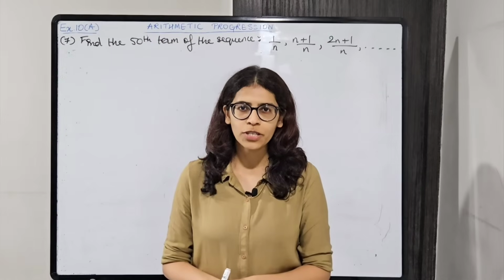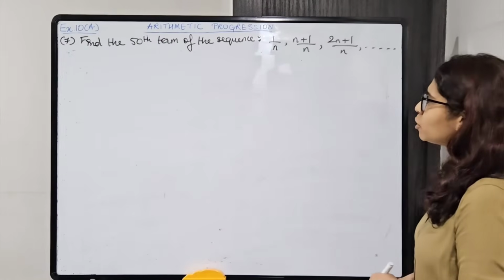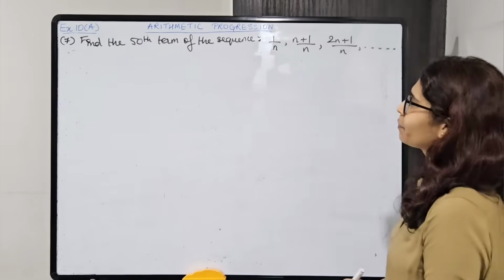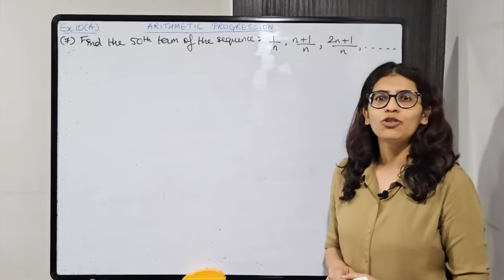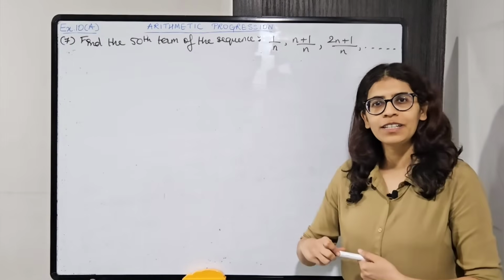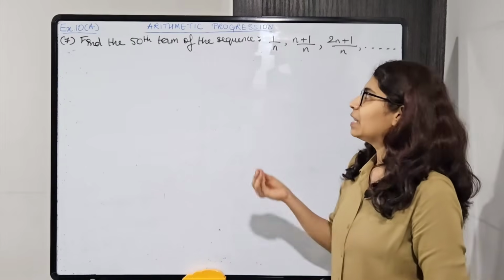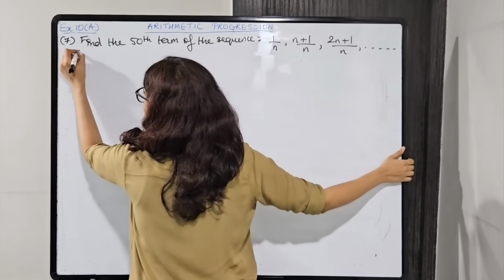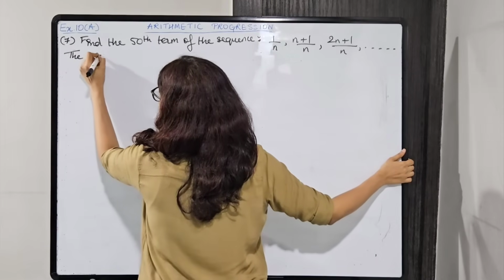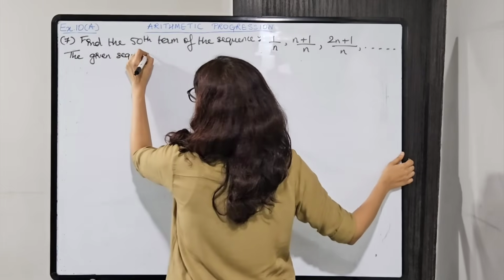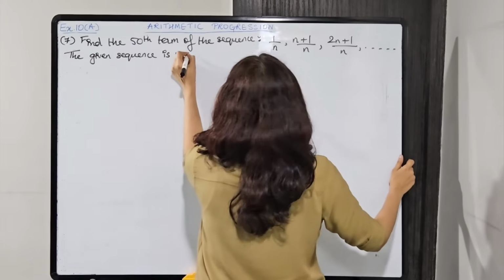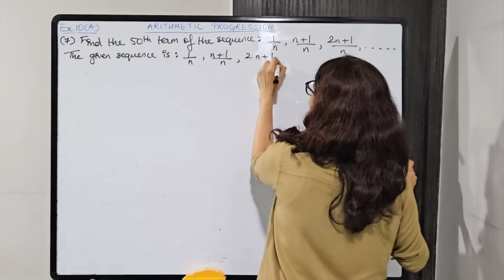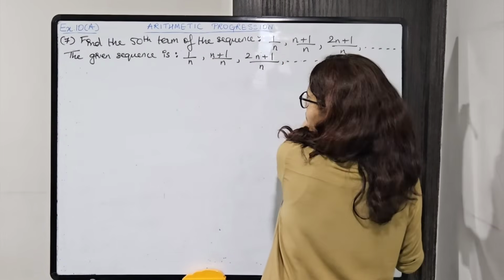Let's read the next question. Question number 7. Find the 50th term of the sequence 1 by n, n plus 1 by n, 2n plus 1 by n, and so on. Again the same procedure. We need to prove that the sequence is an AP. Once you prove it is an AP, find A and D, and then using the formula you can find T50. So write down the sequence first. The given sequence is 1 by n, n plus 1 by n, 2n plus 1 by n, and so on.